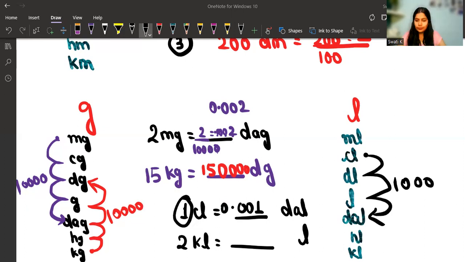I hope all of you have got the correct answer, and the correct answer is this. From kiloliter to liter, it's 1000 and you are going up. So 2 times 1000 is 2000. And this is the answer. I hope you have understood this.